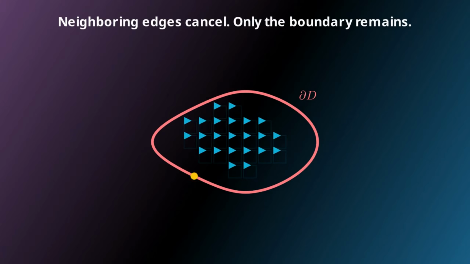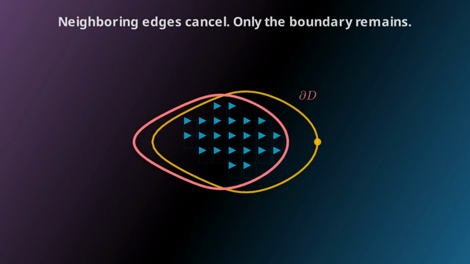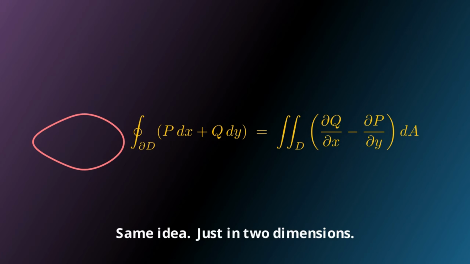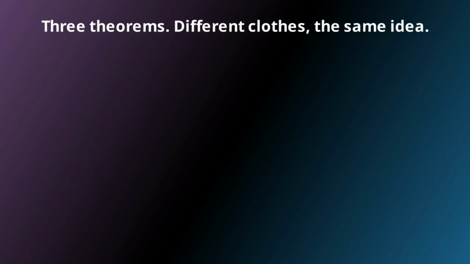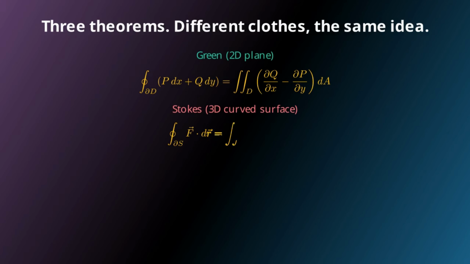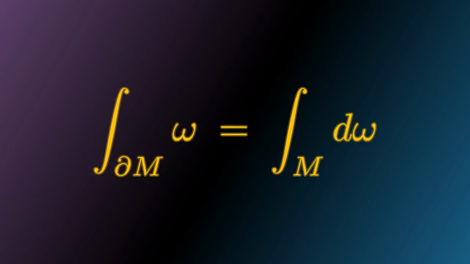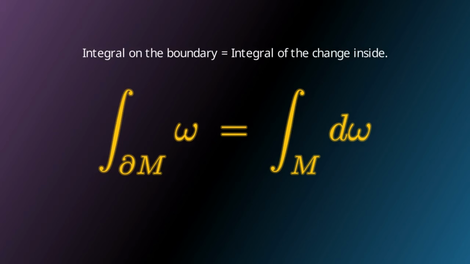Now let's sum it across the whole region. Each little square does its own tiny rotation. Neighboring edges cancel, only the boundary is left. Same idea, just in two dimensions. Three theorems, different clothes, the same idea. Mathematicians compress all three into one single sentence. The integral on the boundary equals the integral of the change inside, no matter the dimensions, no matter the shape.